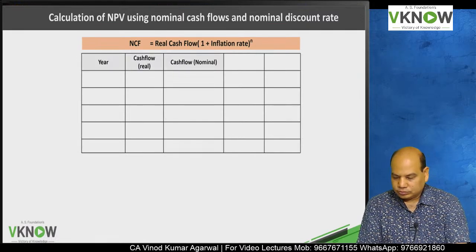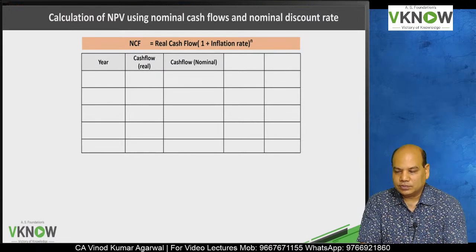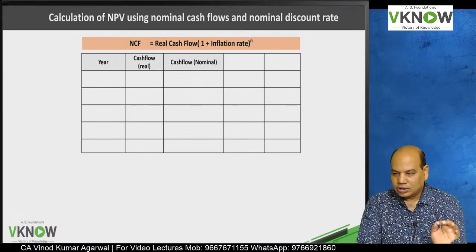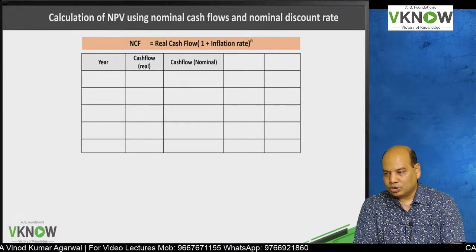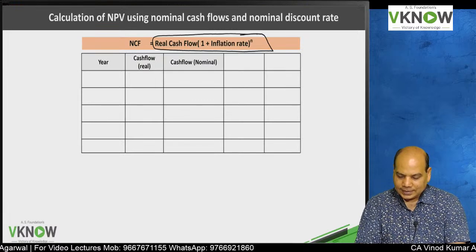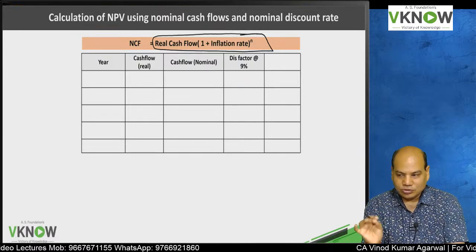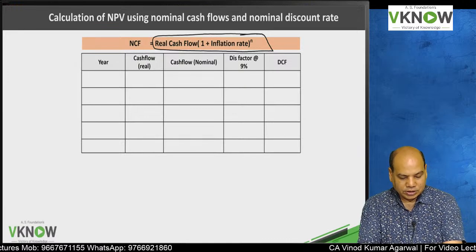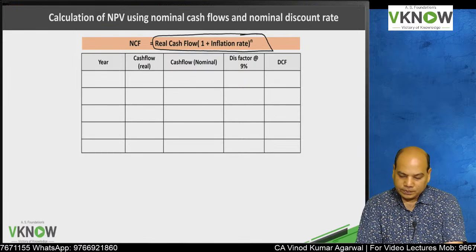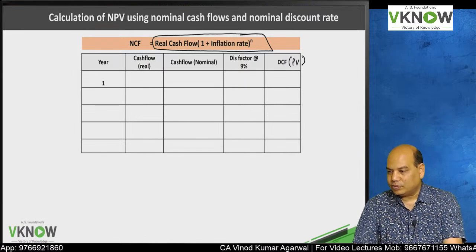And what I'll do, I'll draw a table first, because every year nominal cash flow will change because of inflation. First column here, draw in your notebook. Second column, cash flow real. Third column, cash flow nominal, and to convert cash flow into nominal, you will apply this formula. Then discounting factor at 9%, this is already given. And the last column is discounted cash flow, which means present value.